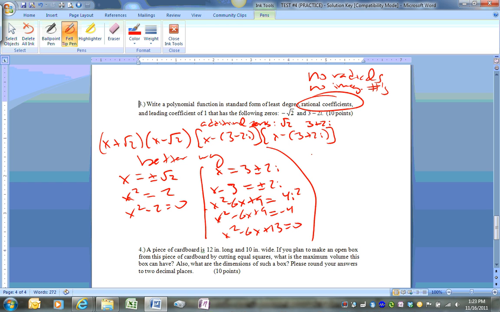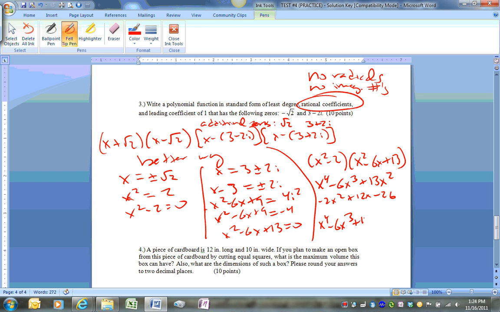Now you want to FOIL x squared minus 2, or multiply x squared minus 2 by x squared minus 6x plus 13. So you get x to the 4 minus 6x cubed plus 13x squared minus 2x squared plus 12x minus 26. So altogether we get x to the 4 minus 6x cubed plus 11x squared plus 12x minus 26.